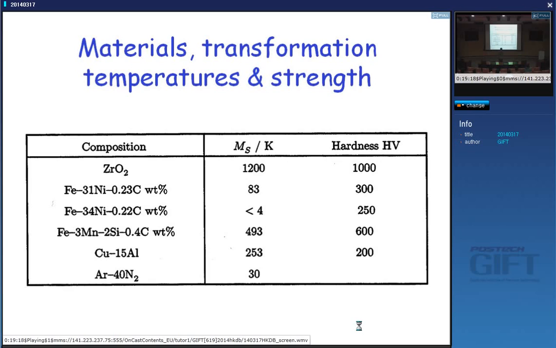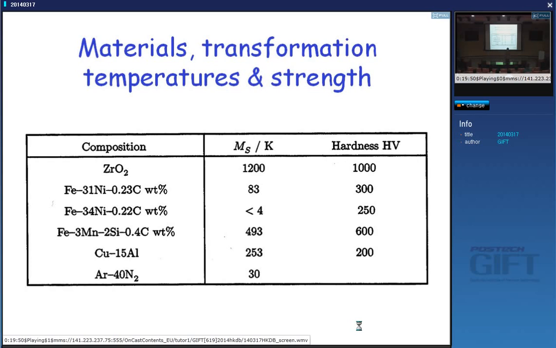And you could use that to say that it is a diffusionless transformation, because there's no way you will get diffusion of iron atoms within the time scale of the experiment at 4 Kelvin. This is an argon-nitrogen solid solution, and you can get martensitic transformation at 30 Kelvin. This also illustrates the point that martensite isn't there only in steels. It happens in many materials.